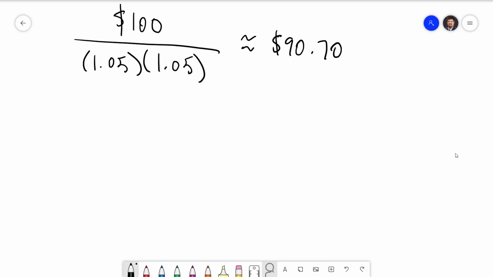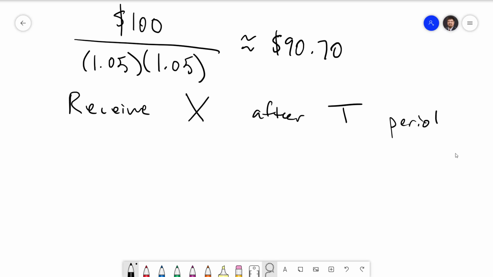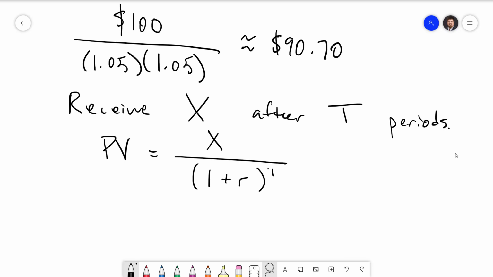Just like the future value, we can generalize this to a formula for calculating the present value. Suppose that we will receive the amount of money x after t periods. The present value is going to be x divided by 1 plus r to the t. The greater the interest rate and the greater the amount of time, the lower the present value, because both of those things mean we are losing out on more interest.